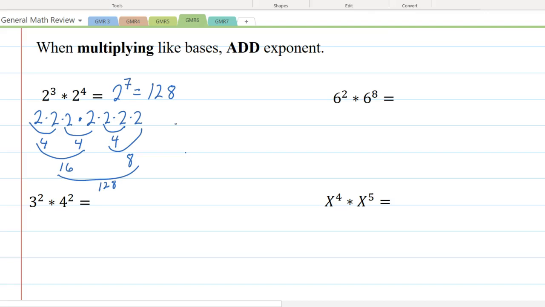Next, I have 6 squared times 6 to the 8th power. Now, I don't want to write 6 out all of those times, so what I'm going to do is simply add the exponents. We saw with 2 to the power of 7 it is a lot faster to add the exponents. 3 plus 4 is equal to 7. Well, same thing here. I have 6, 2 plus 8 is 10. I have 6 to the power of 10.